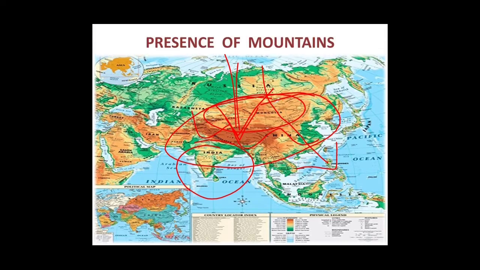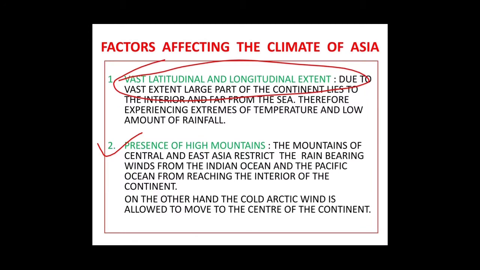So we have dealt with 2 points. First one, vast latitudinal longitudinal extent, and the second one, presence of high mountains. Let's proceed.